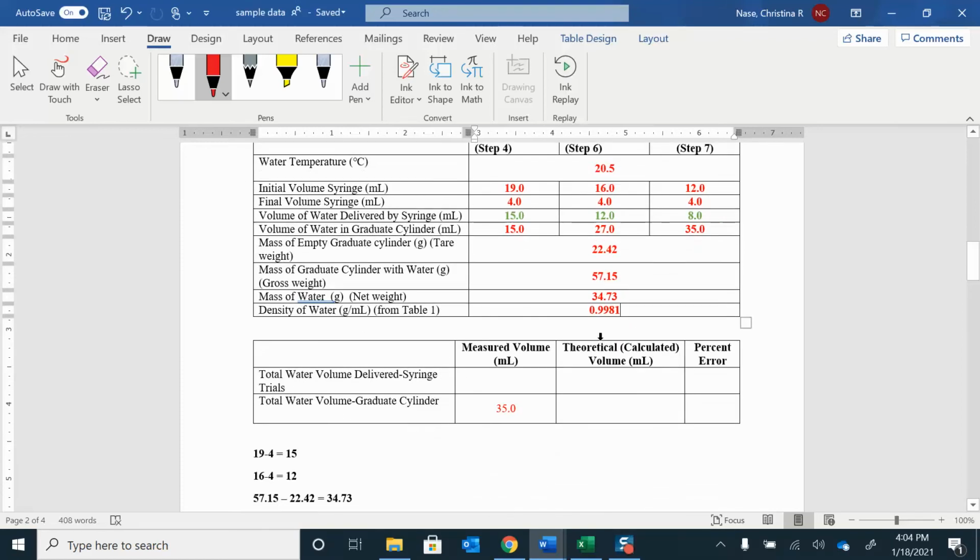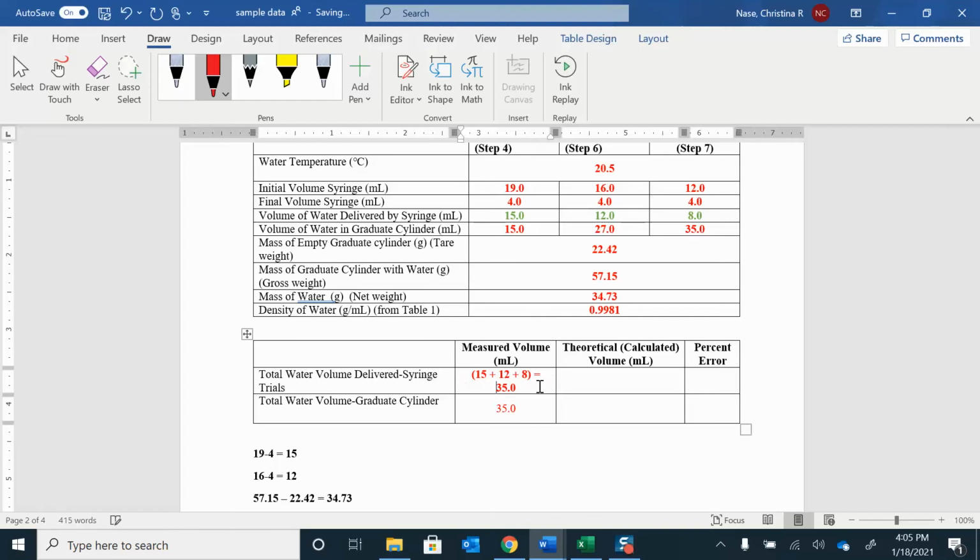All right. Now, to figure out the total volume of water that was delivered from the syringe, I am just going to add up 15 plus 12 plus 8. When I add that all up, 15 plus 12 plus 8 gives me 35. 35.0, they all have one decimal point on there, which was exactly what I got when I read the graduated cylinder. Now, you might not get it to be exact. It might be off by a little bit.